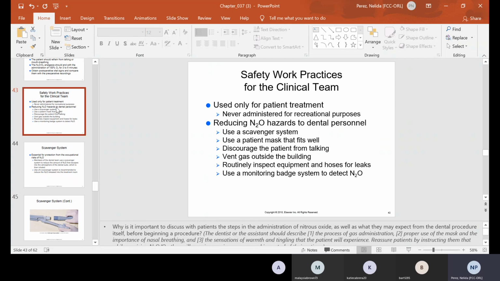Now, the safety work practices for the clinical team: you only use it for patient treatment. Don't be playing around in the office with it. Never administer it recreationally. To reduce nitrous oxide hazards to dental personnel, they use something called a scavenger system. You make sure the patient's mask fits well, you discourage the patient from talking, you vent gas outside the building, and you routinely inspect equipment and hoses for leaks. A lot of times they also use a monitoring badge system to detect any nitrous.